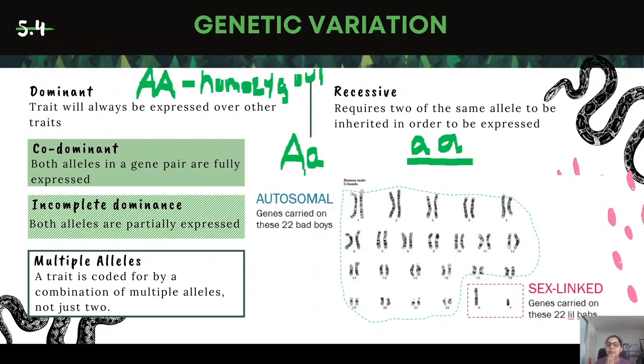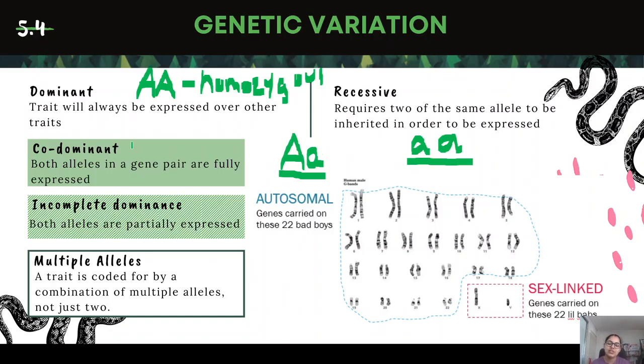Now, if they have a big A and a small a, which one would they be? Remember, because A is a dominant trait here, it's going to overpower the small a. So they're not going to have red hair, they're going to have black hair because this A is overpowering the small one. So this is called heterozygous, because you've got two different alleles. So homozygous is two of the same ones, homozygous dominant is when they're dominant, homozygous recessive is when they're both small, and this is heterozygous. It's a mix. So, how are these expressed?